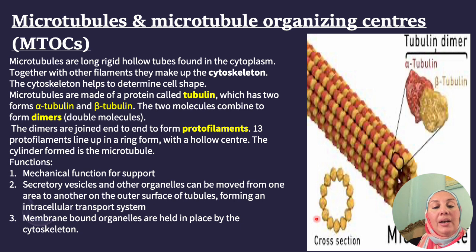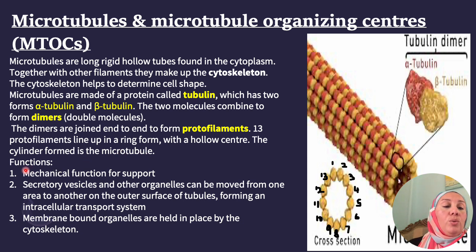So here we can see how they are arranged, and they are actually 13 dimers together. Have a look. This is number 1, 2, 3, 4, 5, as we go until number 13. So these are the 13 dimer molecules that together make one ring, and these rings are joined together end to end, making the protofilament. The protofilaments line up to make this ring form with a hollow center, and now we have a microtubule.